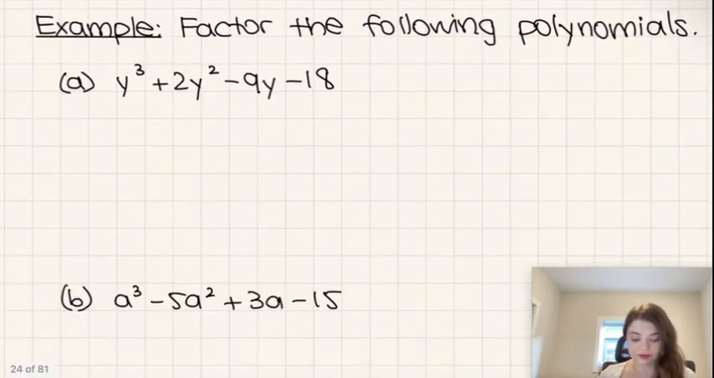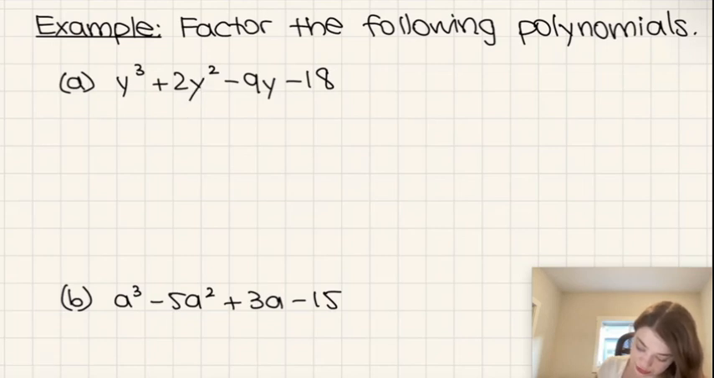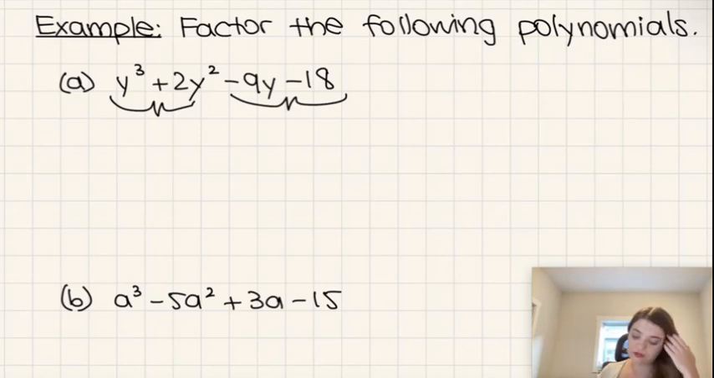So for this first one, what we're going to first do is take a look and group the first two terms together, and then we're going to group the second two terms together. We're going to take each group and fully factor just that group.